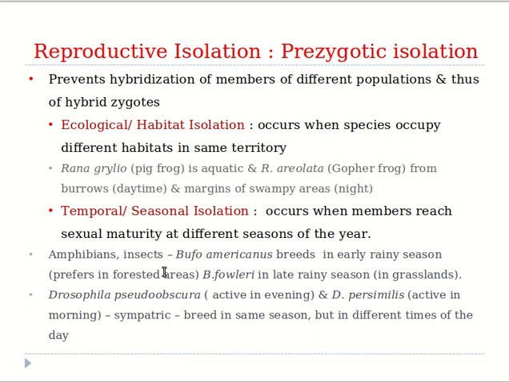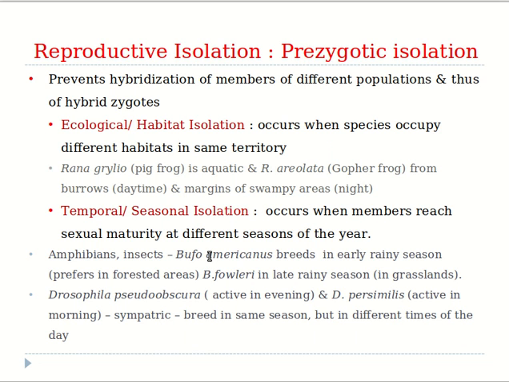You can see this among many amphibians and insects. Specific examples are here. One is with respect to two species of toads, Bufo americanus and Bufo fowleri, and another is with respect to two species of Drosophila.